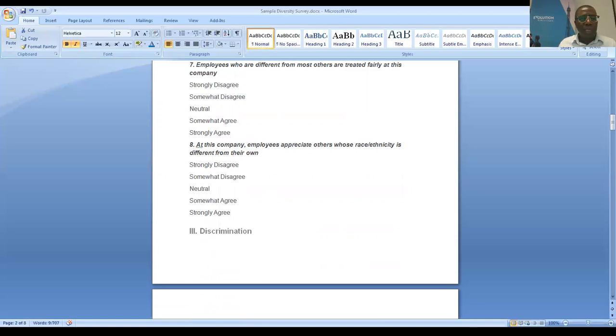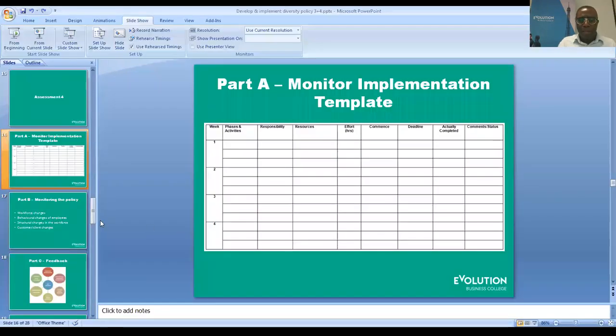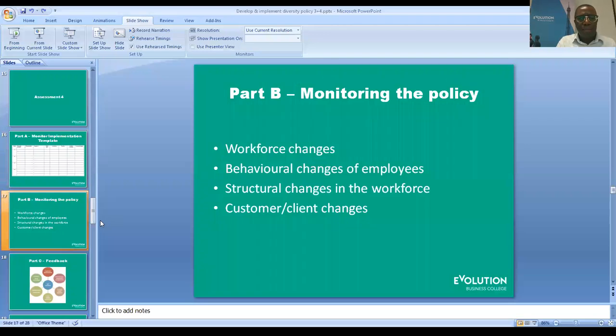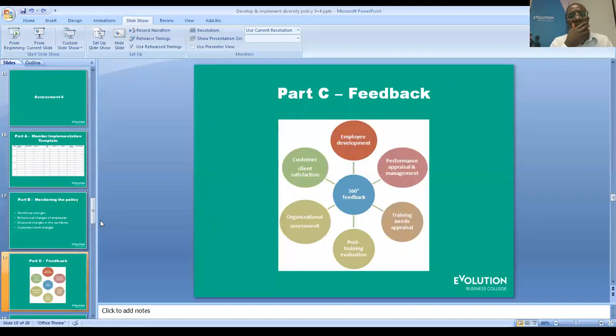So we've got our new share, go to our template PowerPoint. What's this, that one? We have workforce changes, we spoke about that. But if you noticed anything, and then we're going to go to feedback, part C.